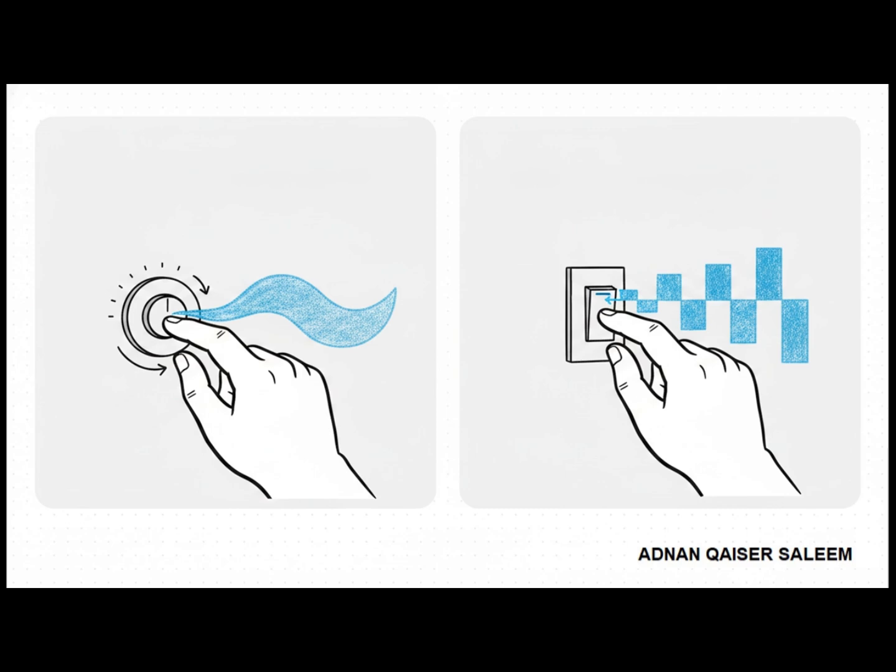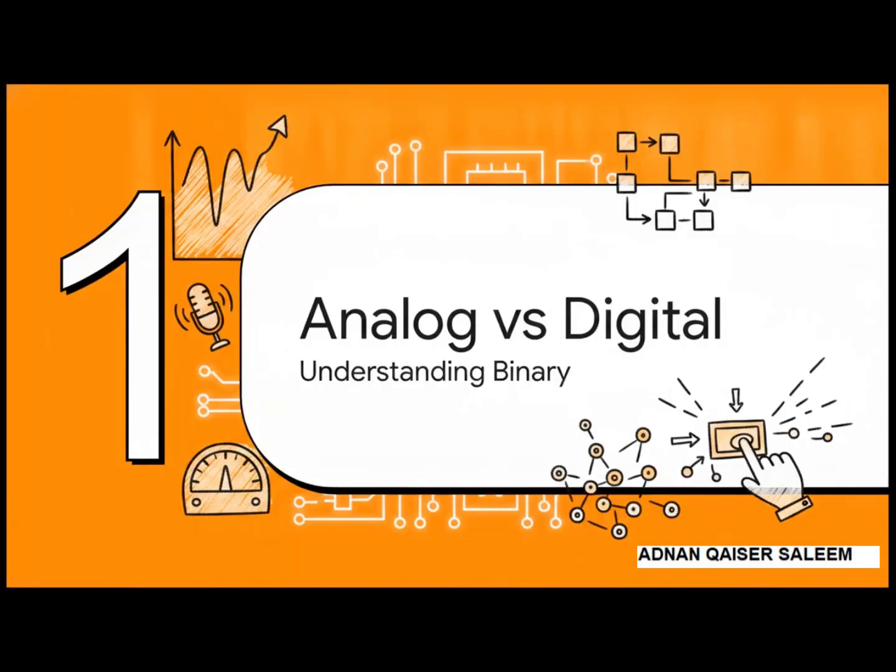In the digital world, this light exists in only one of two discrete states. It's either completely on or completely off. It switches instantly between them, with literally zero in between. All right, so that brings us to section 1, our analog world versus digital binary.